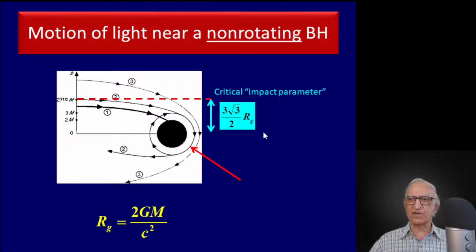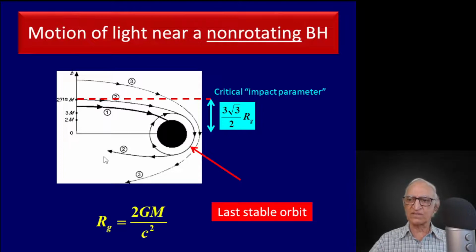The value of the critical impact parameter is a precise number. For a Schwarzschild black hole it is 3√3/2 times the Schwarzschild radius, which is 2GM/c². And that result comes from general relativity. Now, if you look at a photon which is coming from infinity at the critical impact parameter, it will go around the Schwarzschild black hole, and then once in a while it might actually escape. So that is the concept of the last stable circular orbit, whose radius is 3/2 times the Schwarzschild radius. This is what I had told you before. So please keep this in mind.